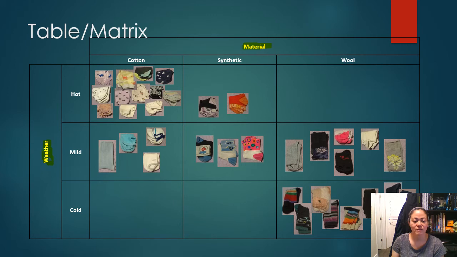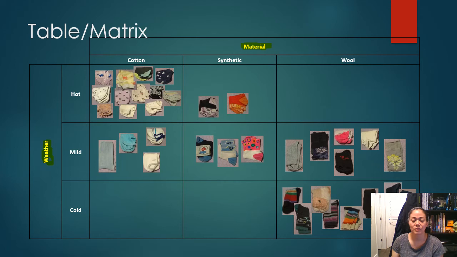So before, when I did my Venn diagram, I had three categories: warm or hot weather socks, in-between mild weather socks, and cold weather socks. But as soon as I add just one more characteristic with three categories, cotton, synthetic, and wool, all of a sudden I now have nine different boxes to put my socks in.